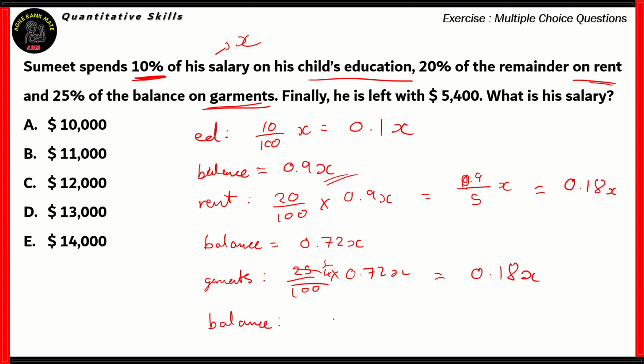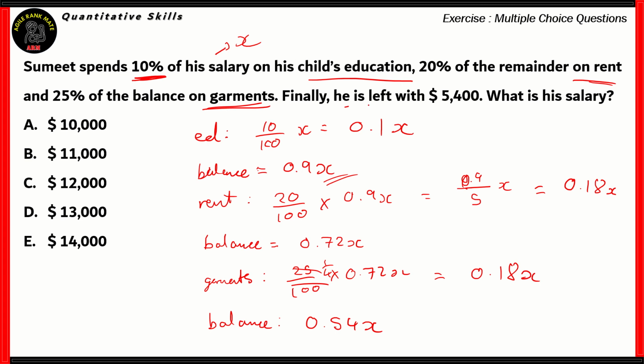So now the balance that he has is 0.72 minus 0.18. So 12 minus 8 gives you 4. 6 minus 1 gives you 5. So therefore 0.54x is the balance that he has. So he has 54% of his salary with him after all of his expenditures.